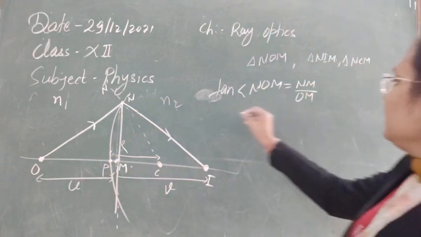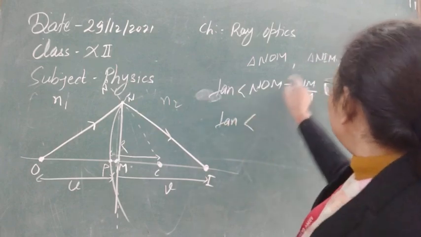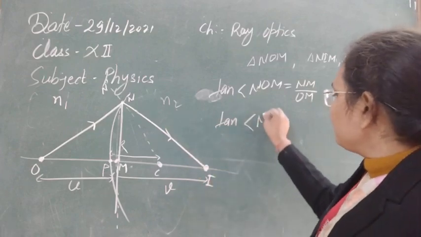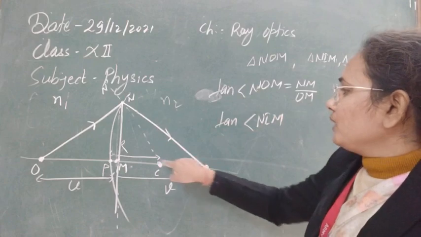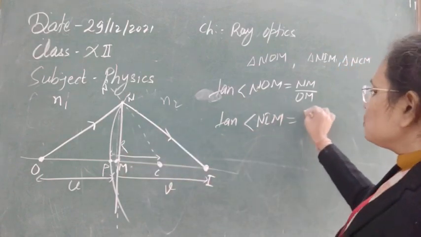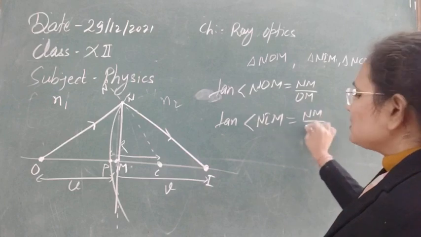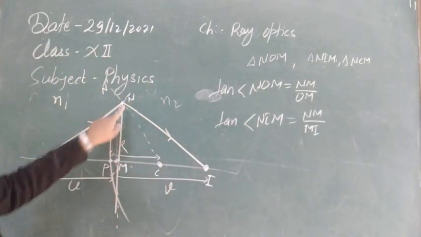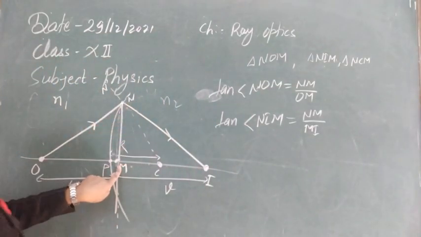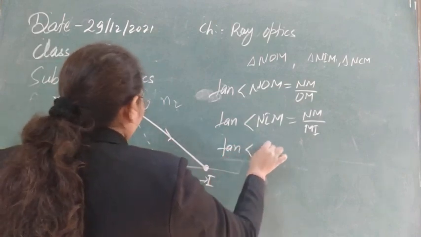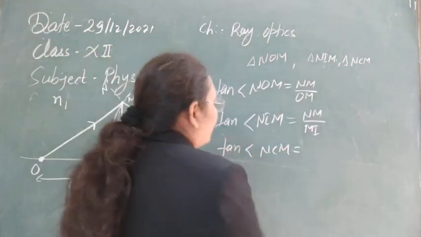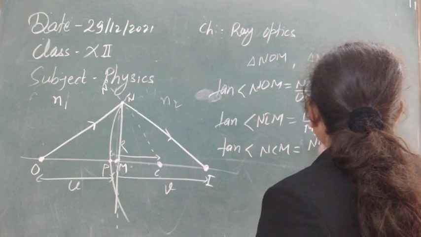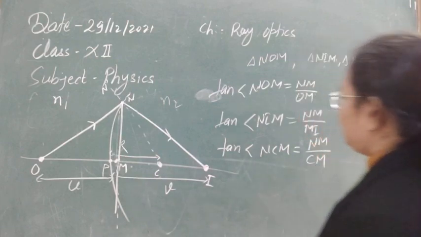Next, for the second case, in triangle NIM, if you calculate tan of angle NIM, again it will be perpendicular upon base. So perpendicular is NM, and base is MI. Now in the third one, the triangle NCM, in this triangle again we will calculate tan of angle NCM. That will again be perpendicular upon base, that is NM upon CM.